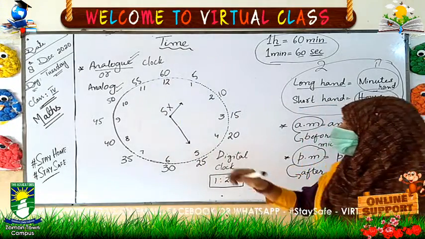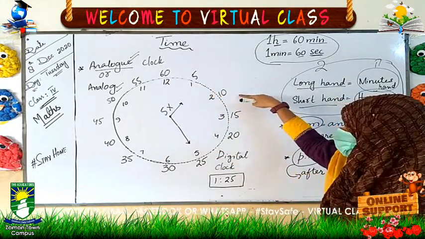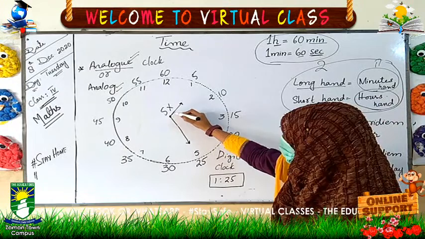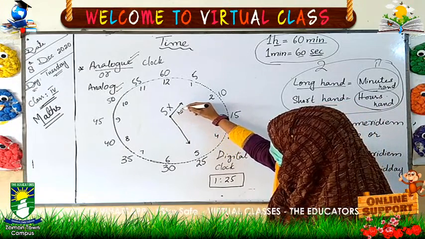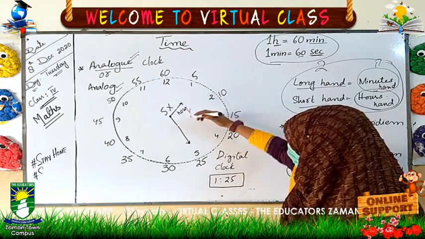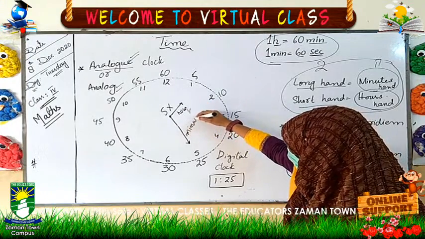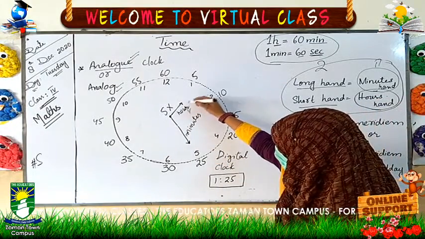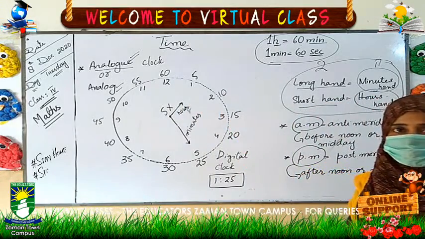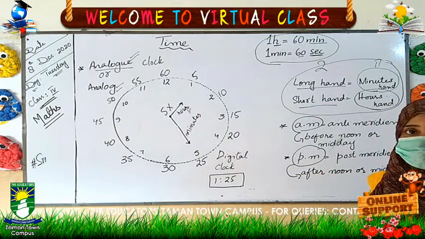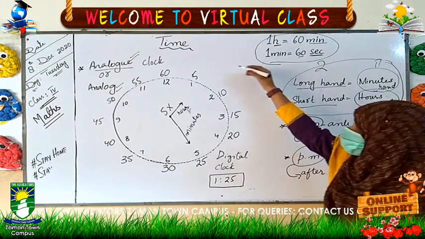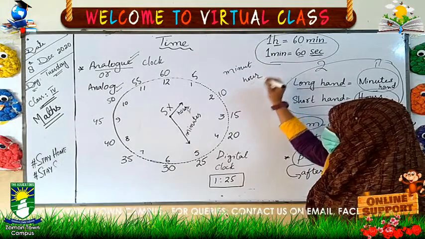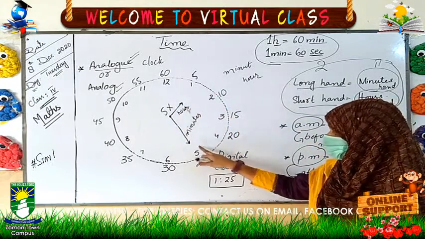As I have told you, these are minutes. Here is the short hand. It shows hours, and the long hand tells us minutes. Well, the hour is 1. Usually in English, whenever we tell the time, we have to tell the minute first, then the hour. Suppose the short hand is on 1 and the long hand is on 5.